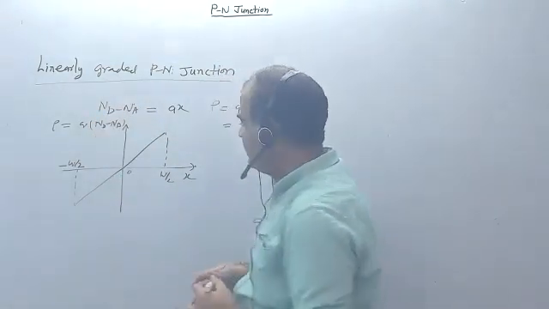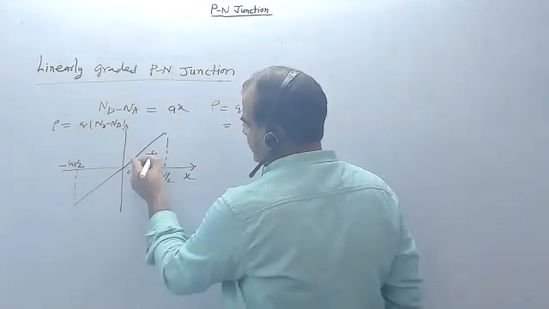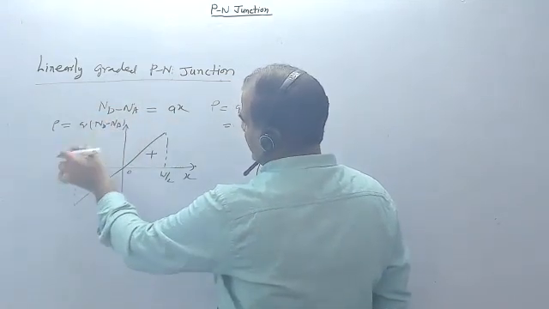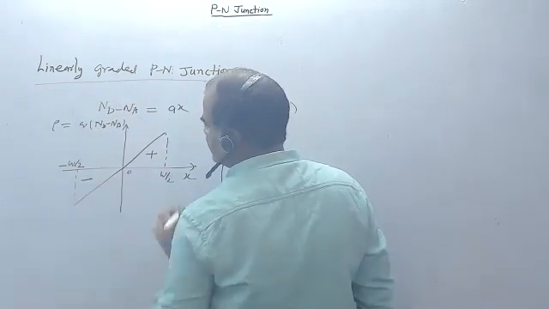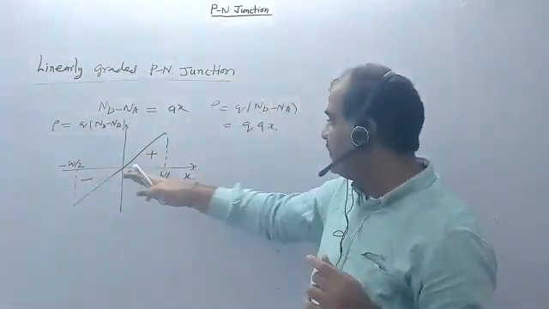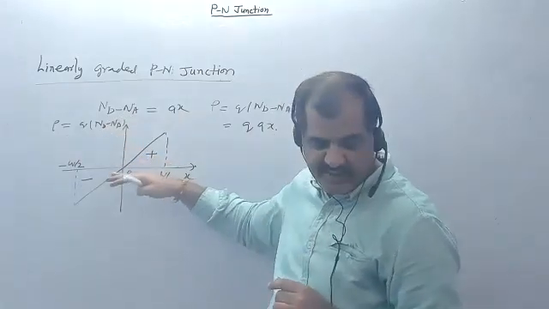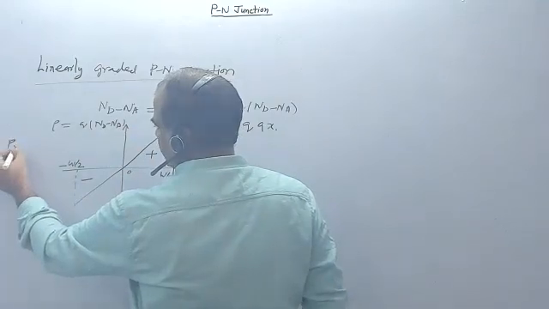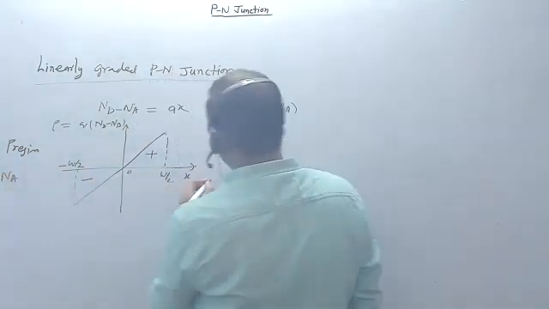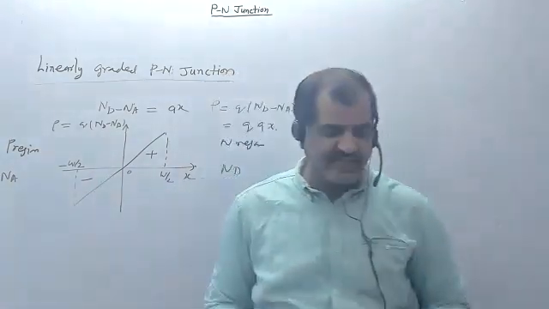If you come here, ND minus NA is positive, so this is the positive side, the N region. If you go there, ND minus NA is negative, which means NA is higher, so this is negative. This is your P region, and both are of the same order. This is the depletion region, and this is the charge density variation in the depletion region. Here we have the P region and here the N region. If NA and ND are equal, then this PN junction will be symmetric.